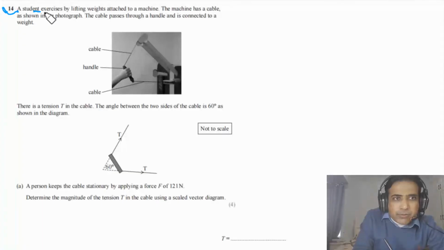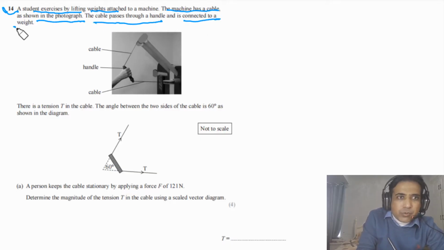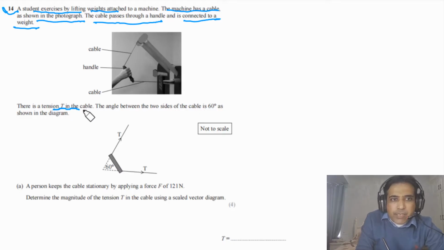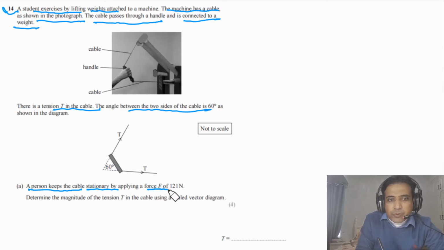Question 14 says a student exercises by lifting weights attached to a machine. The machine has a cable as shown in the photograph. The cable passes through a handle and is connected to a weight. There is tension capital T in the cable. The angle between the two sides of the cable is 60 degrees as shown in the diagram. Part A says a person keeps the cable stationary by applying a force of 121 newtons. Determine the magnitude of the tension in the cable using a scaled vector diagram.